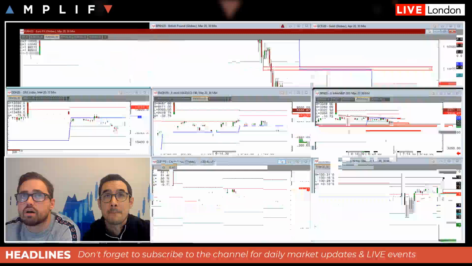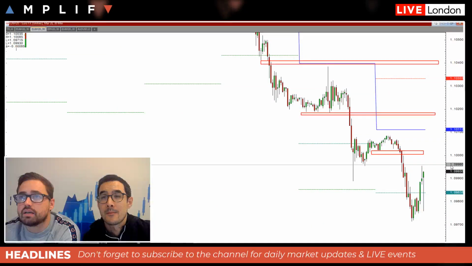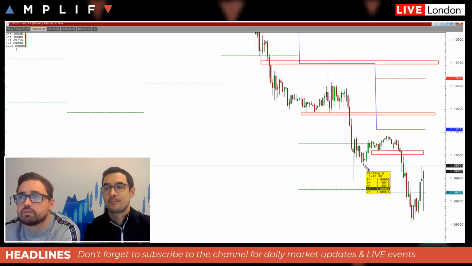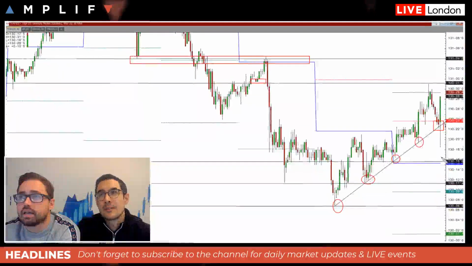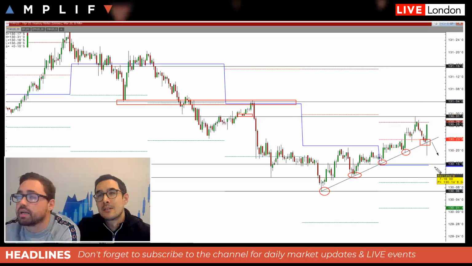Euro just trying to grind higher. You can see where it spiked to last night's low. Interesting to see if we can get a pop above there. T-notes, you can see, look at that. That's the advantage of waiting for that data release, and we're pushing higher. Gold.